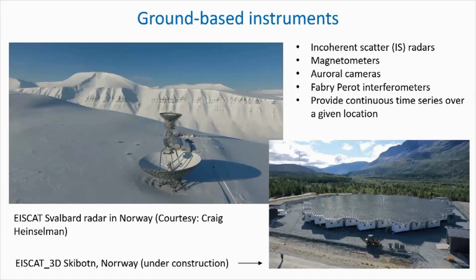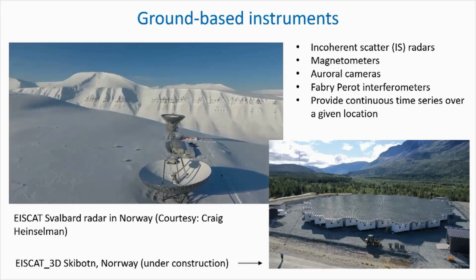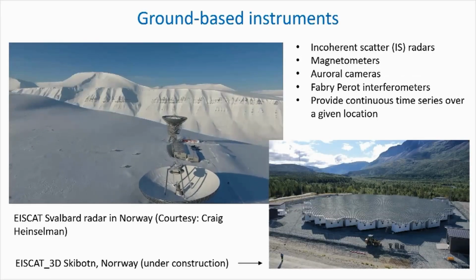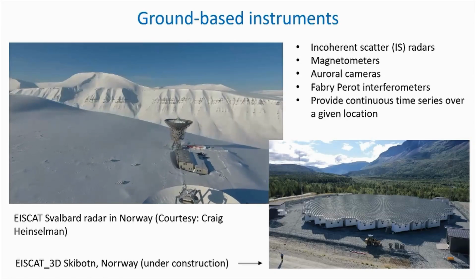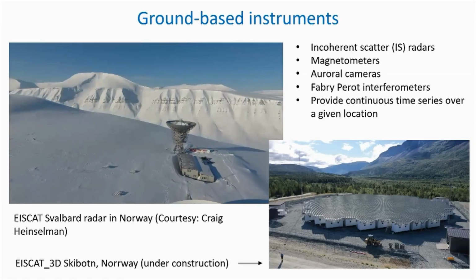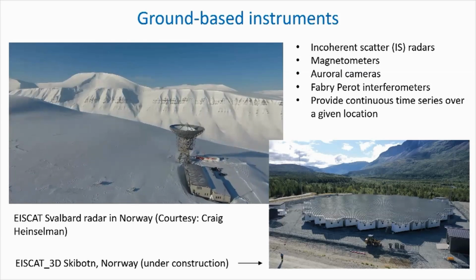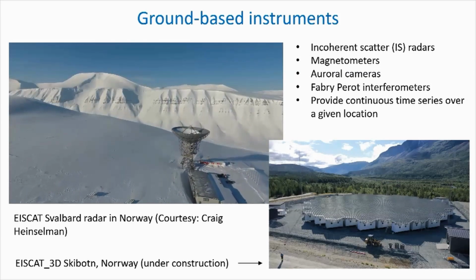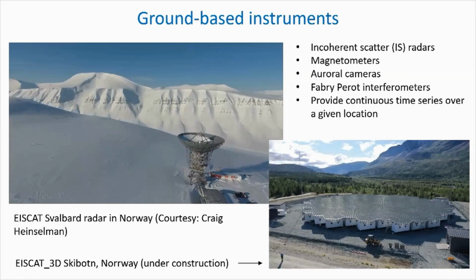Then we go to ground-based instruments. So one very important instrumentation for us are incoherent scatter radars. And there on the left-hand side, you can see the EISCAT Svalbard radars. And here on the right-hand side is the EISCAT 3D radar, which is currently being built in northern Norway, also in Finland and Sweden.